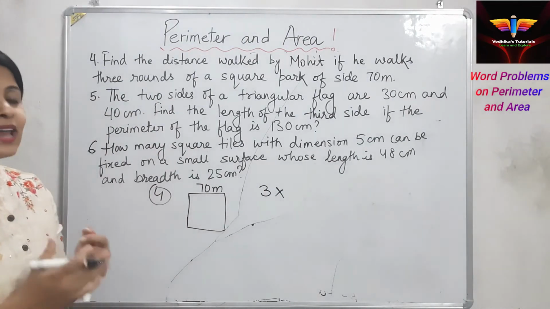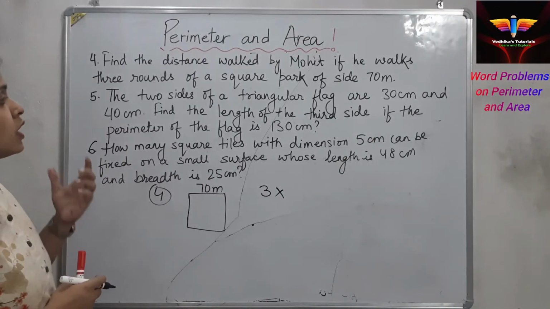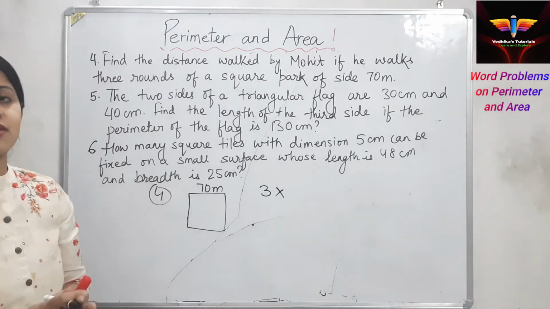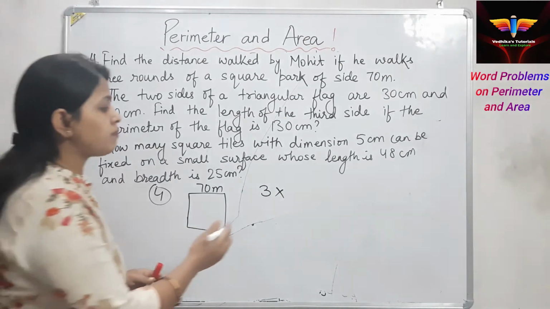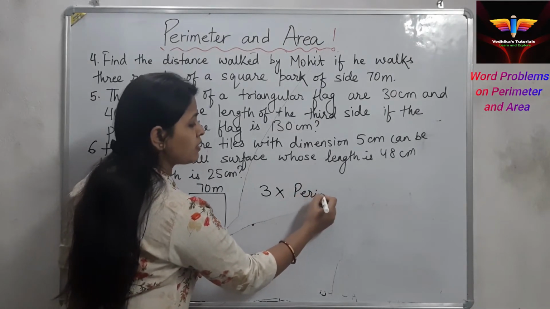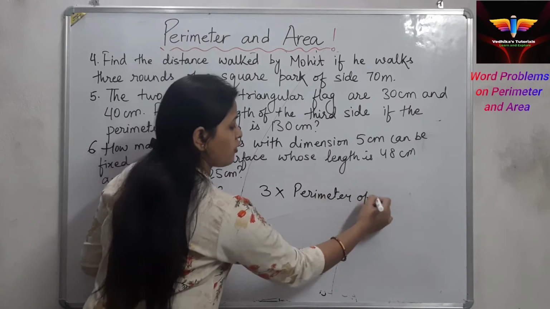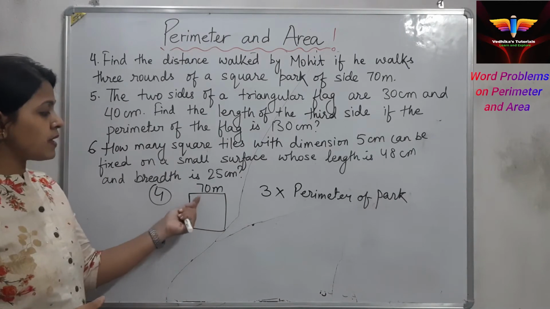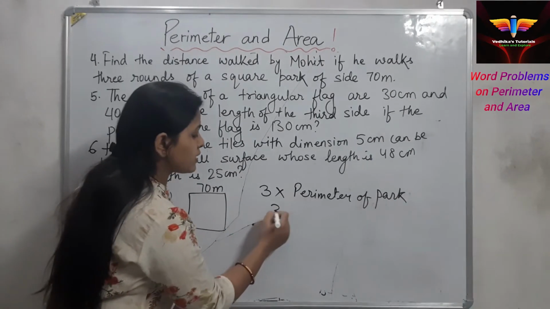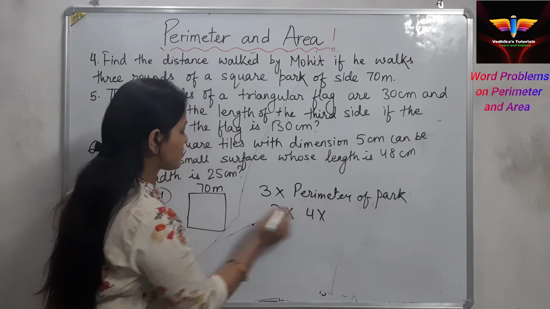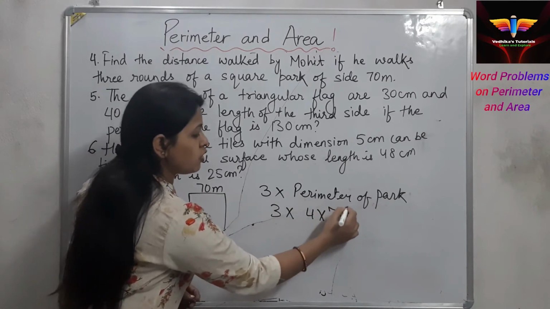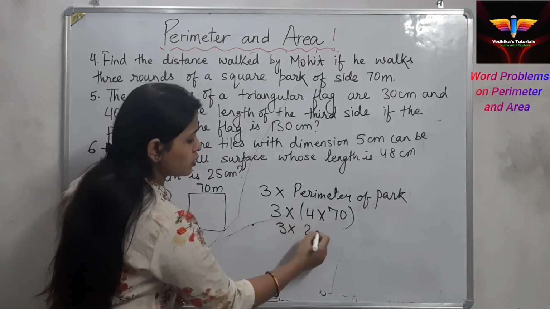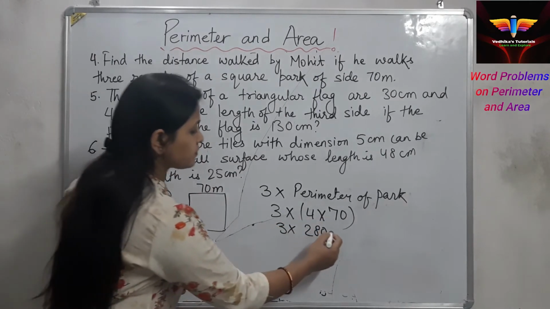3 into dimension. He has taken 3 rounds, so what is the dimension of one round? Definitely 3 into the perimeter of the park. So what is the perimeter of the park? This is a square, so perimeter will be 4 into side, that is 3 into 4 into side. 4 into side means 4 into 70. Now 4 into 70 is 280 meter.